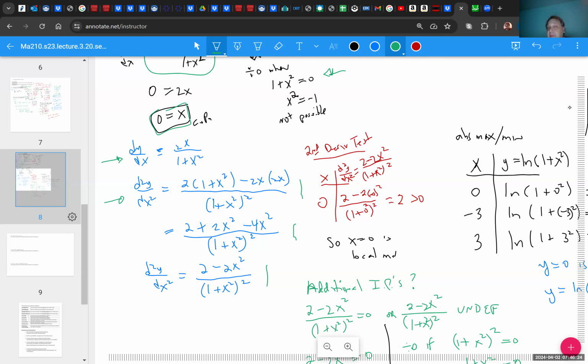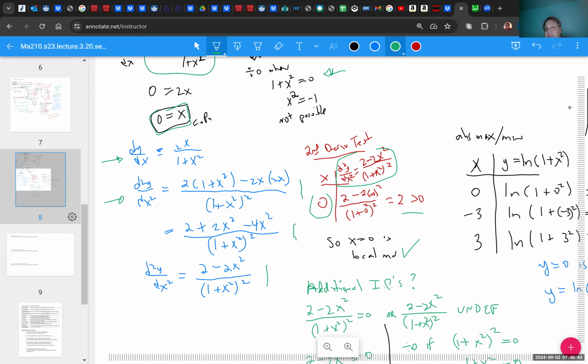Second derivative test says I take the critical points, plug them into the second derivative, hope I get a positive number or a negative number, and that tells me whether we get a local max or local min. So I took 0, I plugged it into the second derivative formula, and it worked out to be 2. And since 2 is greater than 0, we know it's concave up, and that means that x equals 0 is a local minimum value. So I have a critical point and it's a local min.